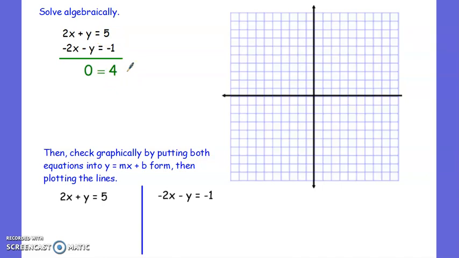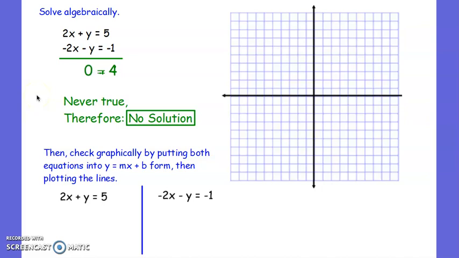As we know, 0 does not ever equal 4, and because that statement can never happen, it means that the solution to this system can't exist. Basically, that's algebraically what a system with no solution will look like. We would just say that this statement is never true, therefore there is no solution. Graphically, again, that means that these must have been parallel lines.